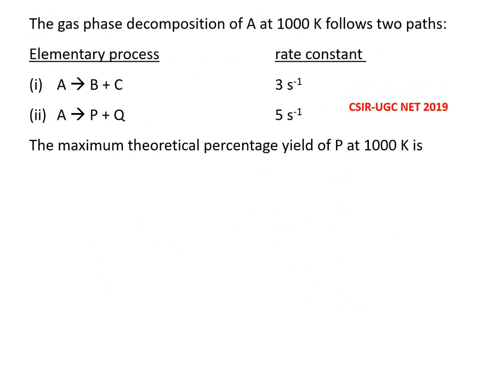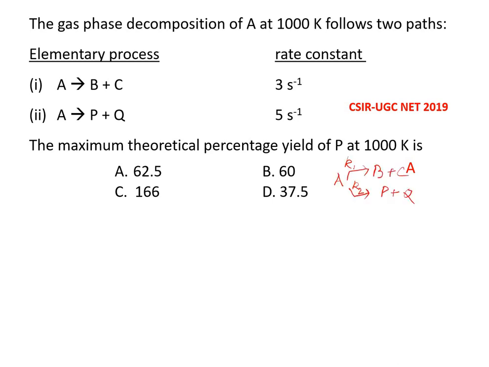Thank you. For the next slide, okay, a gas phase decomposition of A at 1000 Kelvin follows two paths. At the same time, A goes to B plus C and A goes to P plus C. Two different paths having of course different rate constants 3 and 5. So the maximum theoretical percentage yield of P at 1000 Kelvin is. The answer is A to start with. Let us check the A to B plus C and A to P plus C.